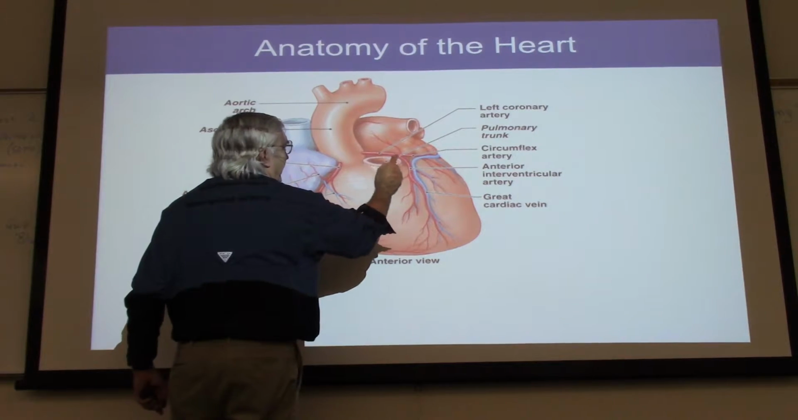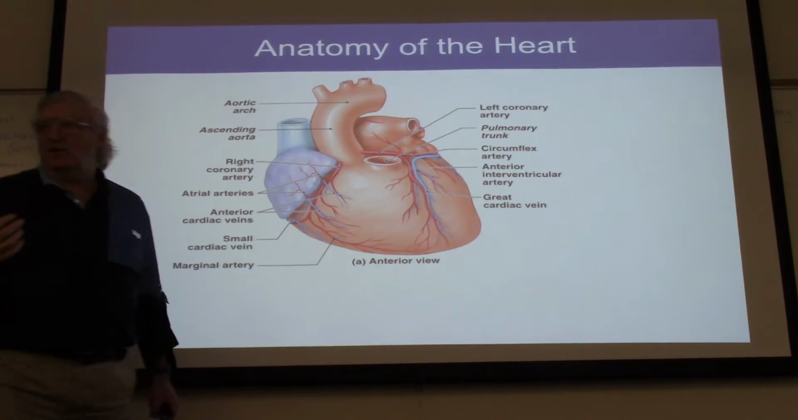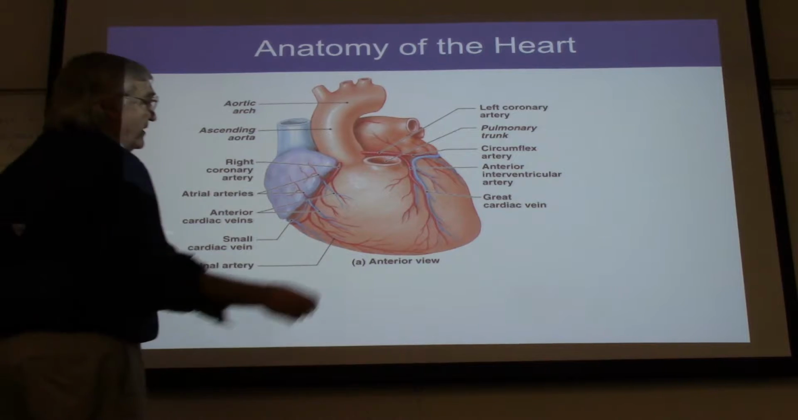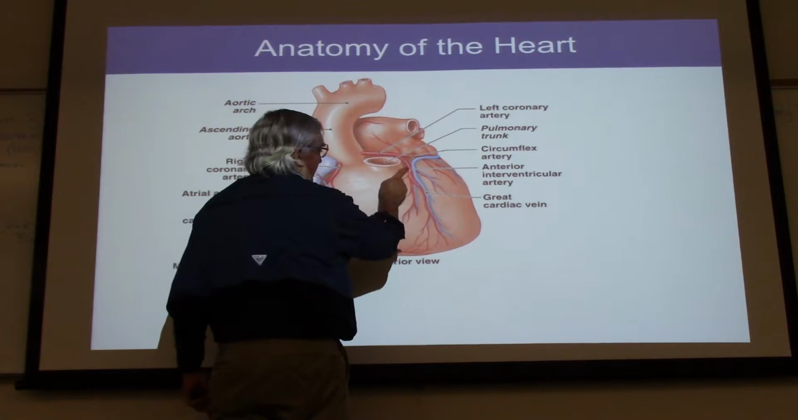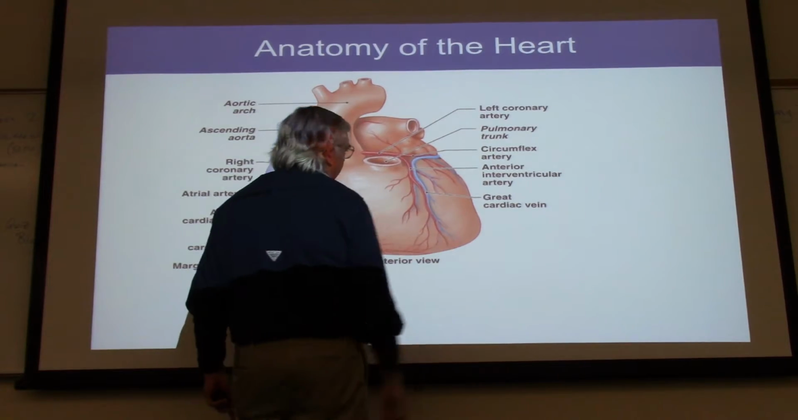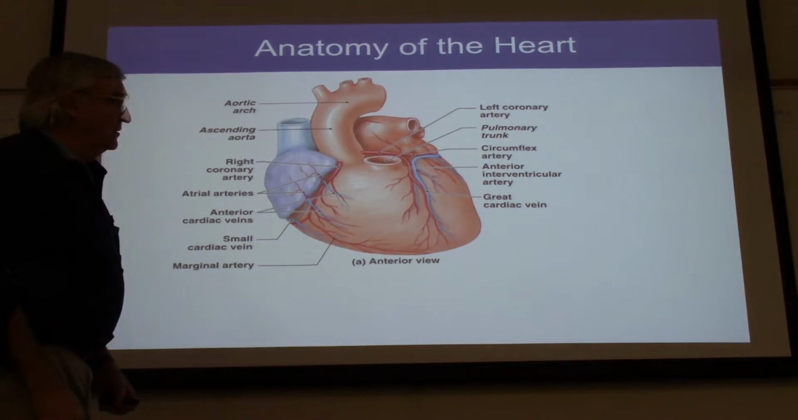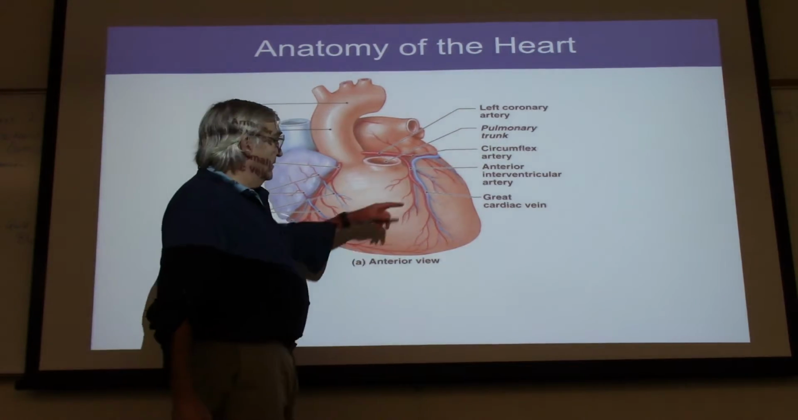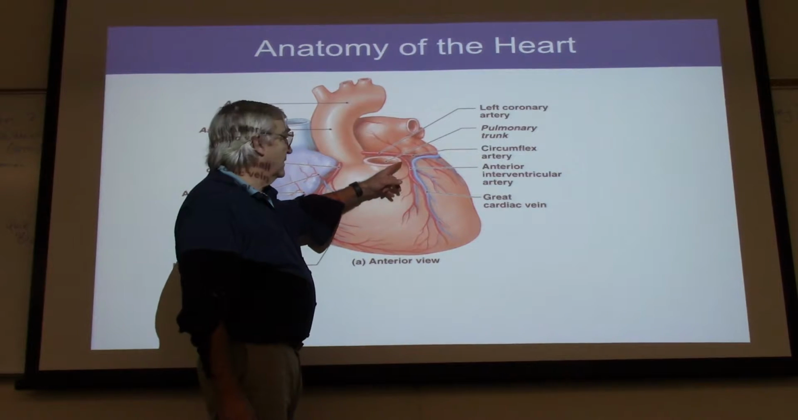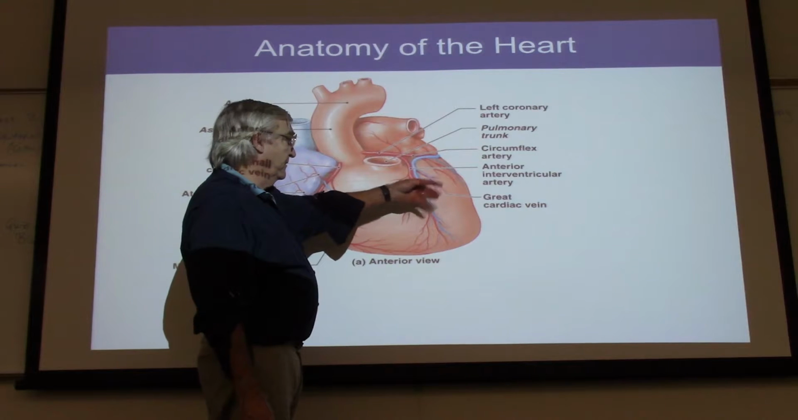This little vessel right here is called the left main coronary artery. You just call it the left coronary artery, but it's the left main. The left main is going to divide into 2 branches, the anterior interventricular artery and the circumflex artery. Honestly, we always call this one the LAD, the left anterior descending. Okay. So the anterior interventricular is fine.